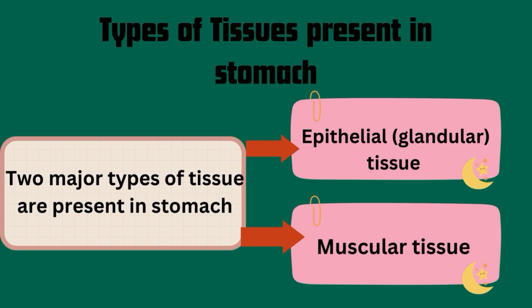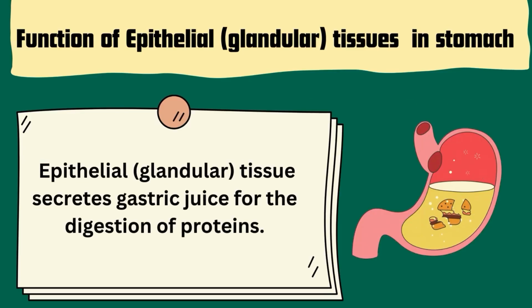Types of tissues present in stomach. Two major types of tissue are present in its structure. Epithelial, also called glandular tissue, and muscular tissue. Function of epithelial or glandular tissues in stomach. Epithelial, also called glandular tissues, secretes gastric juice for the digestion of proteins.